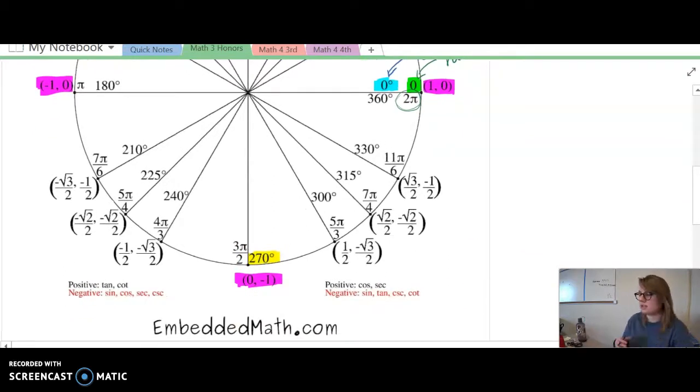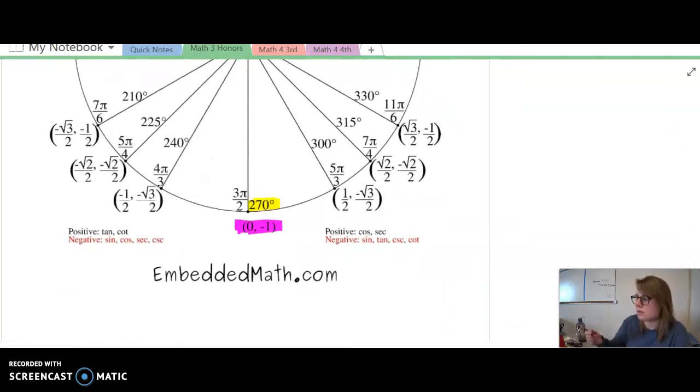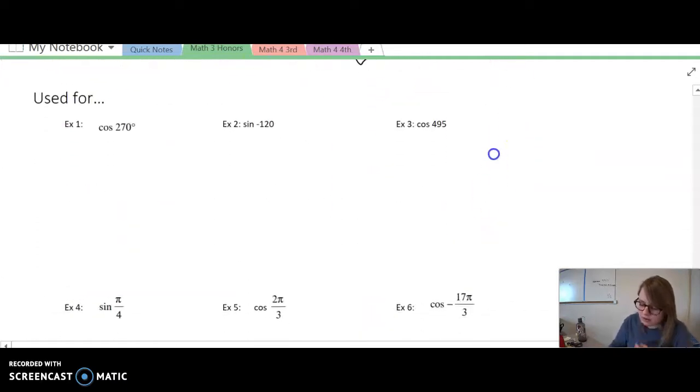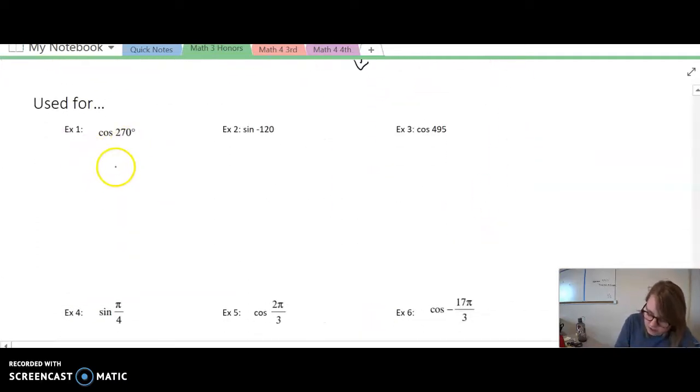Now the next part to this is the cosine. Now a very important note that you need to make, and that you will need to remember for the rest of this unit, is that our coordinates are set up as cosine and sine. Okay? So the cosine of 270, if we look at it, is going to be our x-coordinate. So my x-coordinate is 0. So if I go to here and cosine of 270, I say, well, this is my x value of my coordinate. So the cosine of 270 is going to be 0.